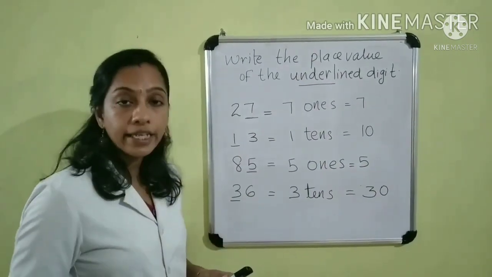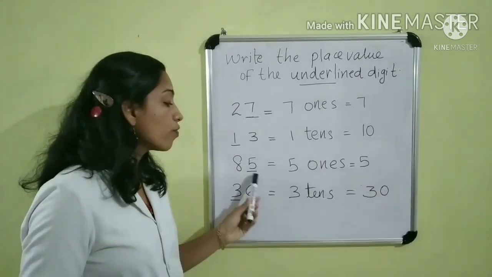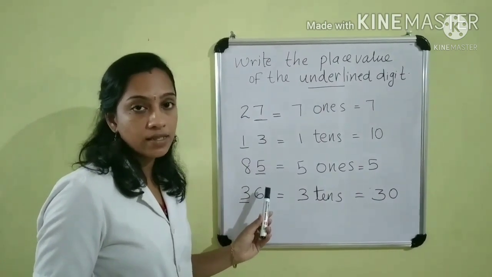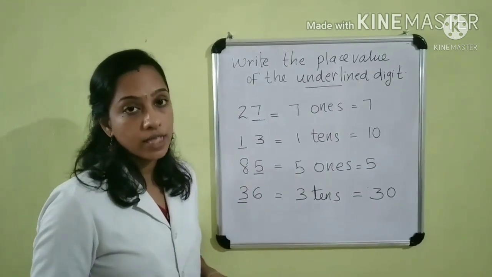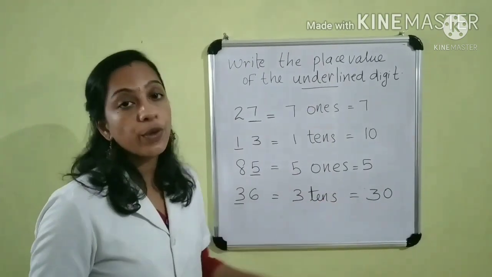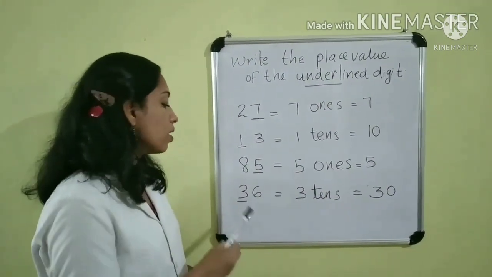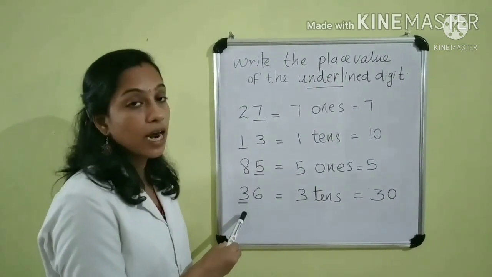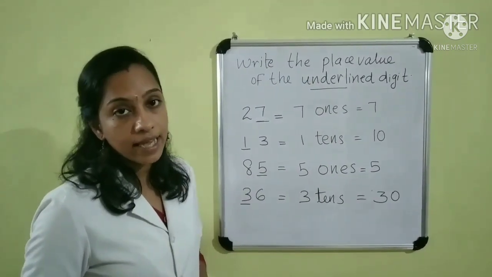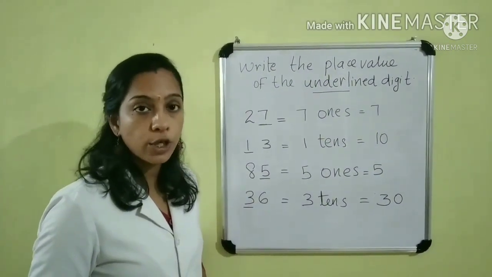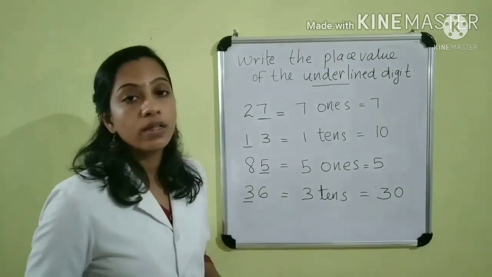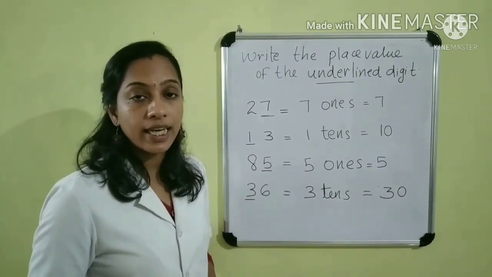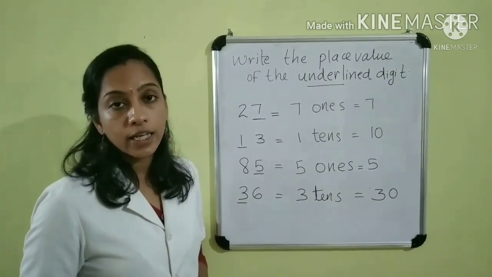In the next number, 85, we have to find out the place value of 5. So, 5 comes under ones place. Then we can say that the place value of 5 is equal to 5 ones, that's equal to 5. The last one, number 36, we have to find out the place value of 3. 3 comes under tens place. So, we can easily say that the place value of 3 is equal to 3 tens, that's equal to 30. In this way, we can find out the place value of digits in a number. Is it clear to you?